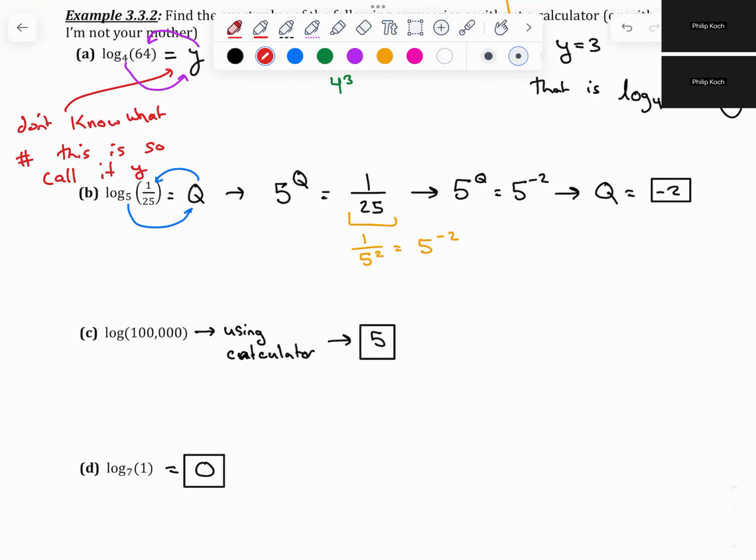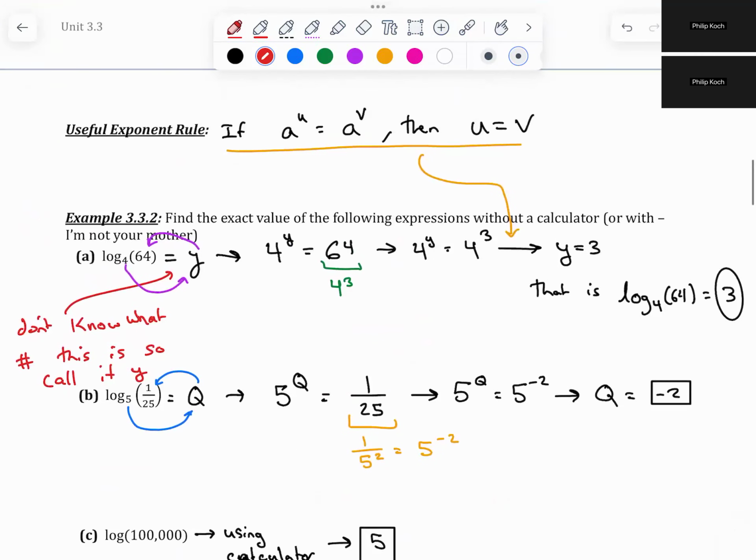The main reason I wanted to bring this up is because of this useful fact that if you have a base of something equals the same base of something else, then the exponents have to be equal to each other.